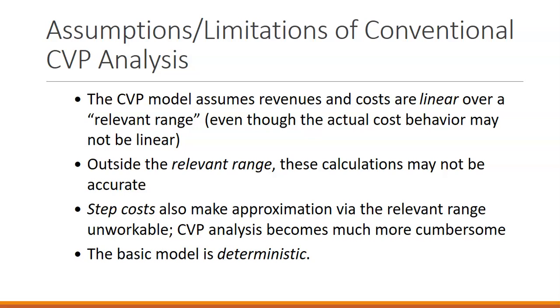The assumptions and limitations of CVP analysis are, 1, that we always assume all of our revenues and costs are linear over a relevant range. We also look at if step costs are approximate via the relevant range, then the CVP analysis becomes much more cumbersome. Also, CVP analysis is difficult when we have mixed costs involved in our fixed costs. The basic model makes assumptions that our sales price and our variable costs remain constant, our fixed costs remain constant, and our sales mix remain constant.